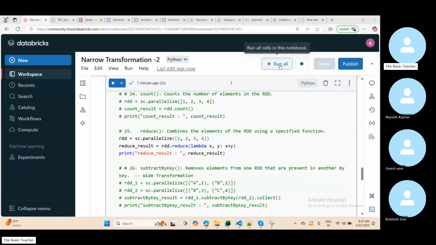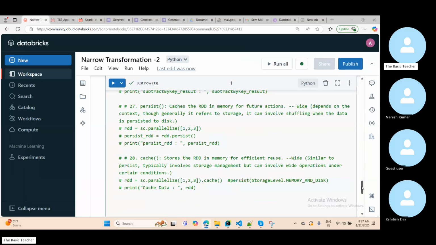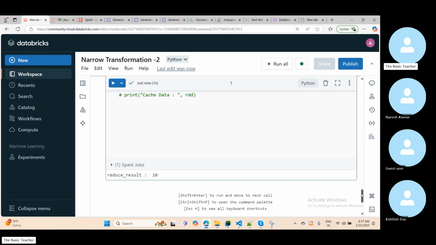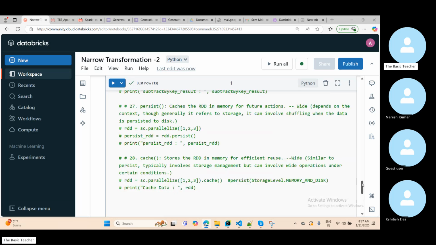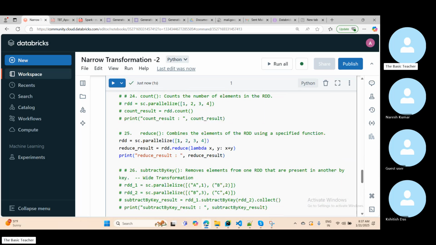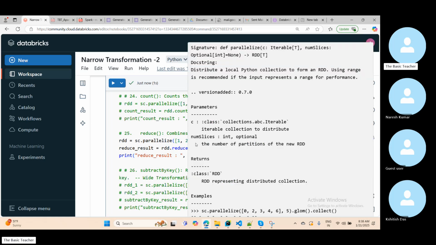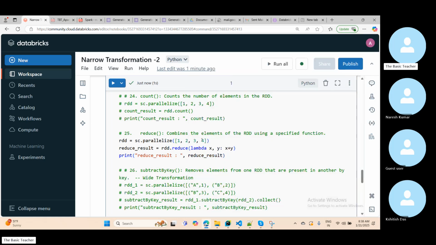Okay, let's run this. What is the result? Result is 10. How? 1 plus 2: at the very first stage this is the x and this is y. So x plus y, 1 plus 2 equals 3. Then this 3 becomes x and the next 3 becomes y. 3 plus 3 is 6. Then 6 becomes x and the remaining 4 becomes y. Then x plus y equals 10. Finally 10. That is how this is going to reduce.